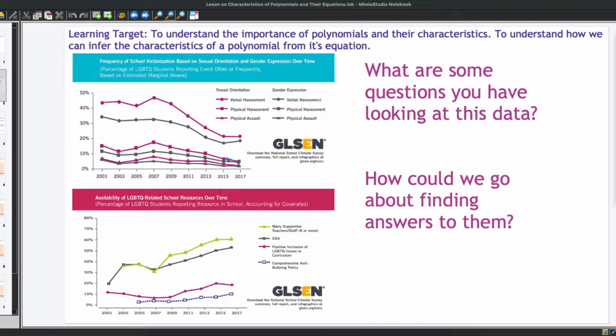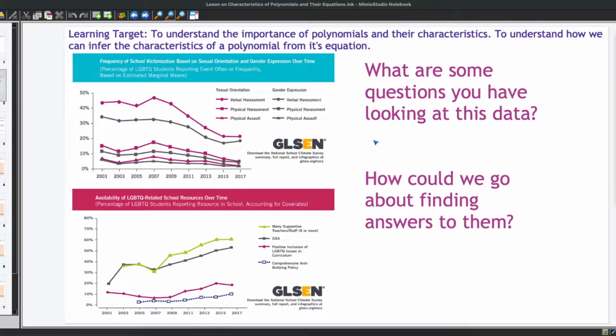Now, we've got to be really careful with this kind of stuff because it doesn't imply causation. It doesn't imply that the reason this trend is happening is because this other trend is happening, but it certainly is interesting. It does imply correlation, which means that as this goes up, this goes down. Whether or not one is causing the other to behave that way is a totally different question. But what I would ask you is, when you look at this data, what are some of the questions that you have, and how could you go about finding answers to them?